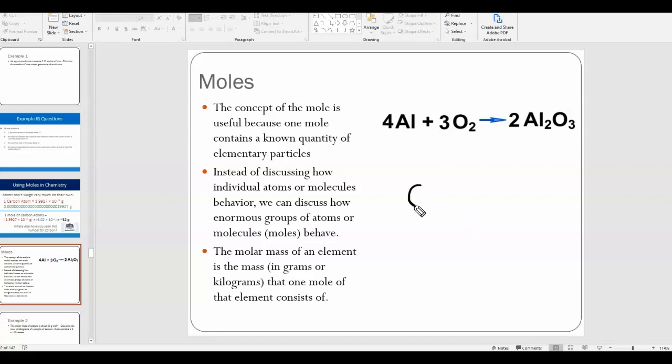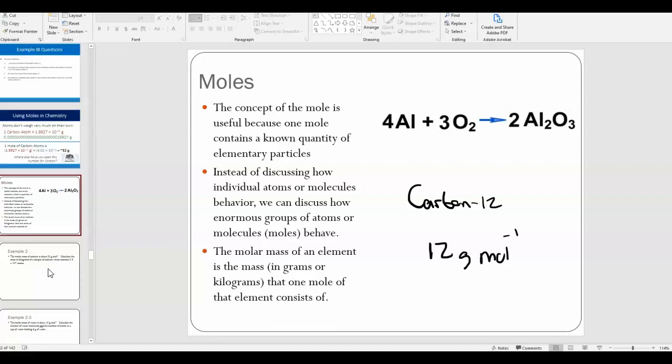Carbon-12, for example, has a molar mass of, exactly by definition, 12 grams per mole. We would write grams per mole like this, and that means that if we have 1 mole of carbon-12 atoms, that is 6.02 times 10 to the 23 carbon-12 atoms, it would have a mass of exactly 12 grams. That's what molar mass is. It's a conversion factor. That's it.